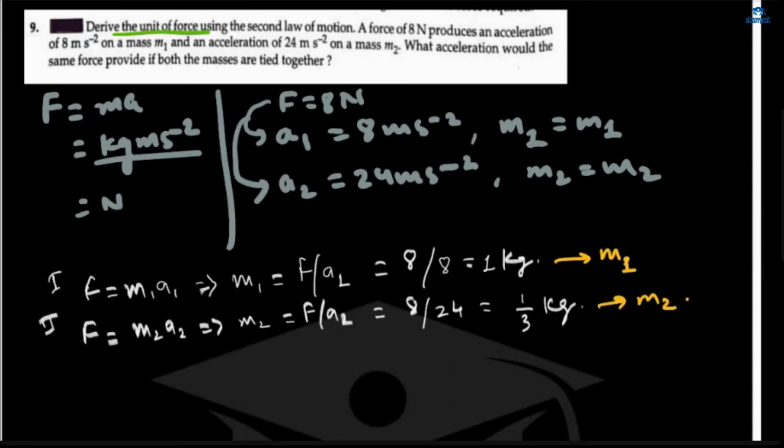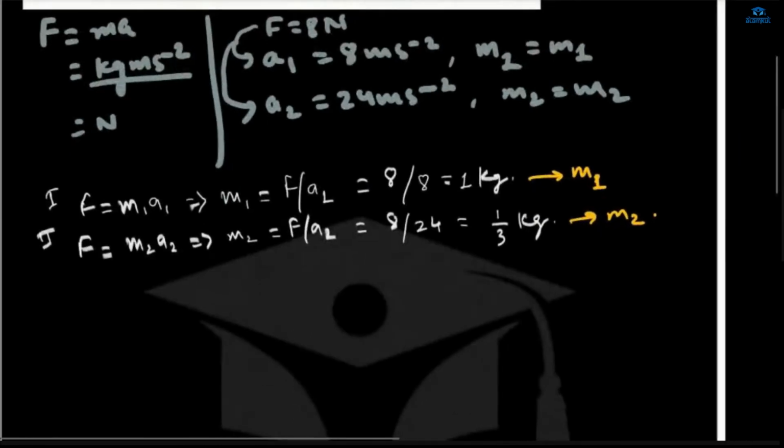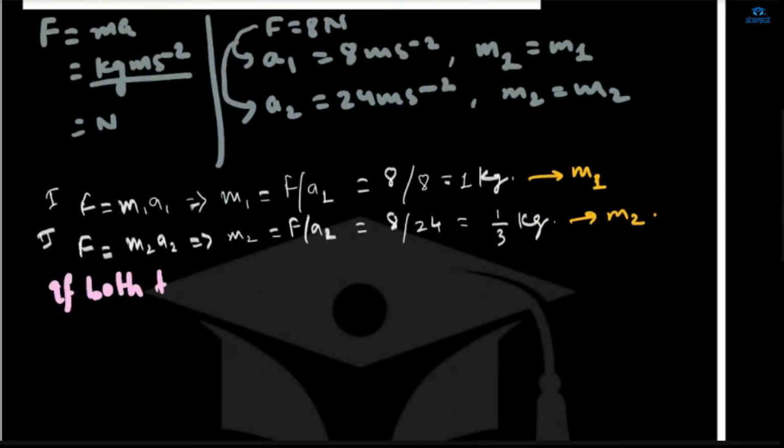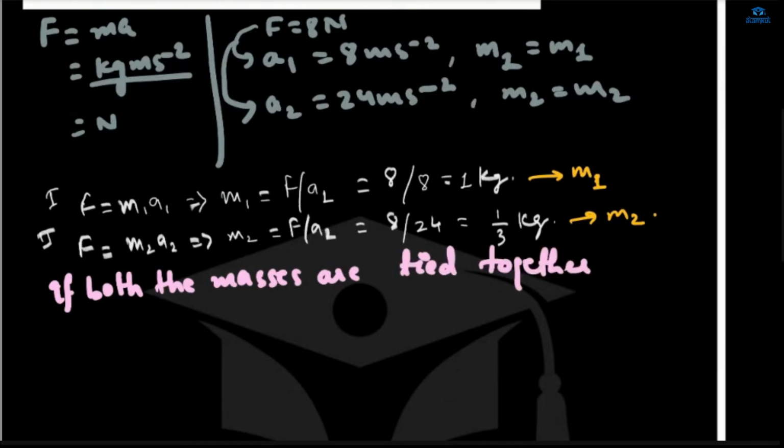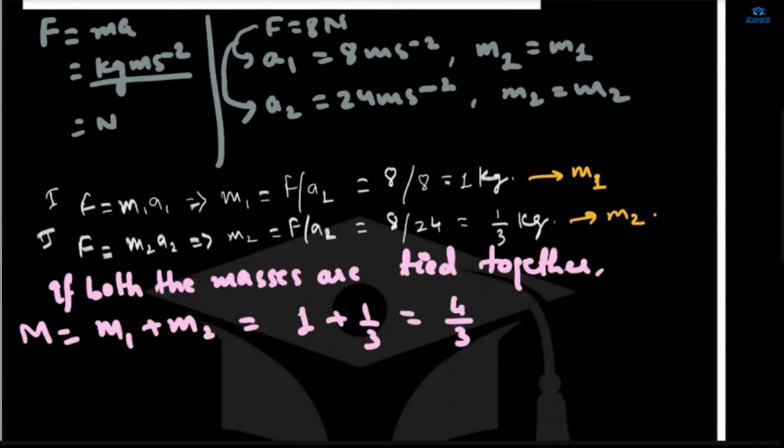Now what it's asking: if both the masses are tied together. So if both the masses are tied together, you will just add both of the masses, because one mass has been put on the other mass. Now they have got tied together. So M1 plus M2 will be the final mass. M1 plus M2, how much will it be? 1 plus 1 by 3. It will be 4 by 3 kg. Okay, this will be the tied mass.